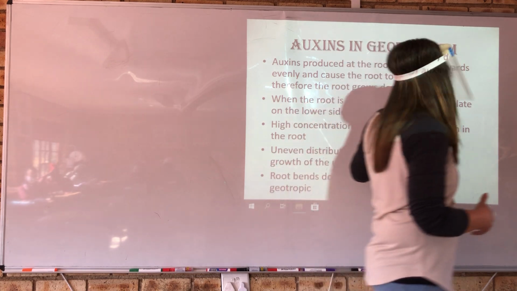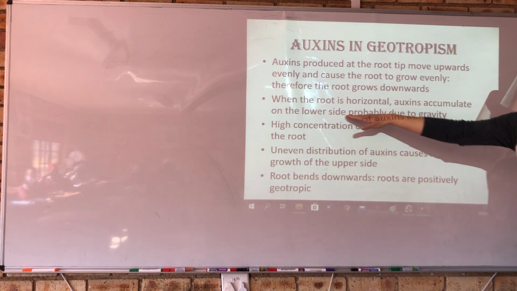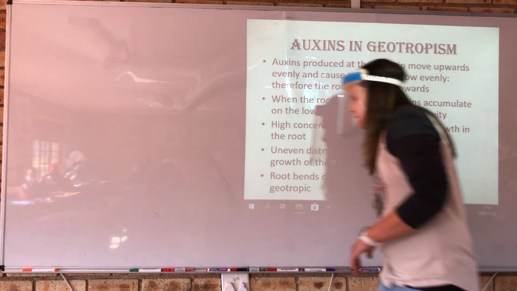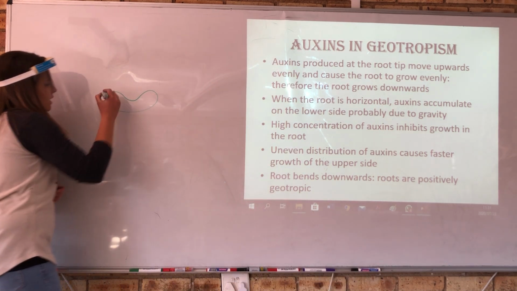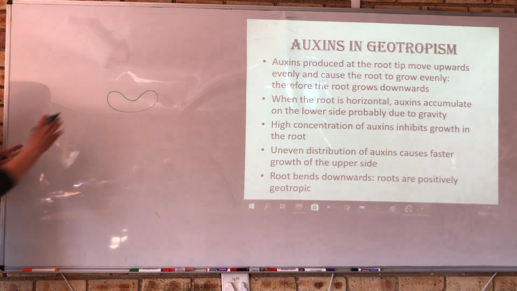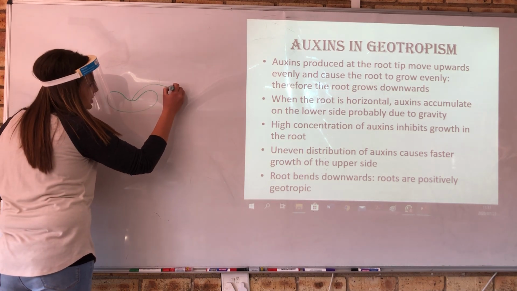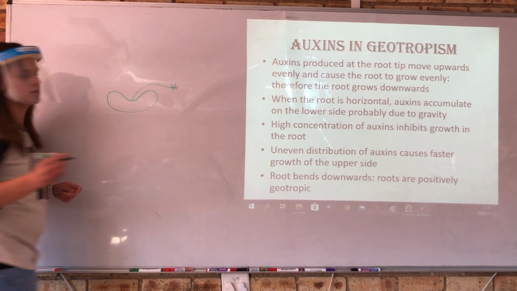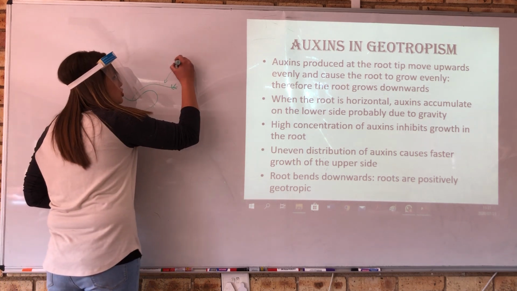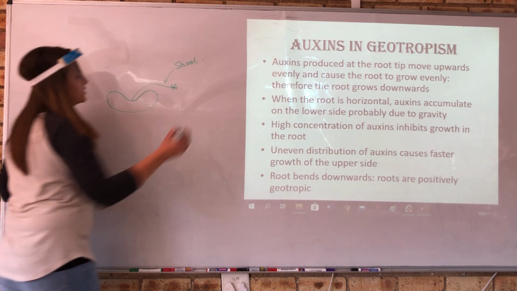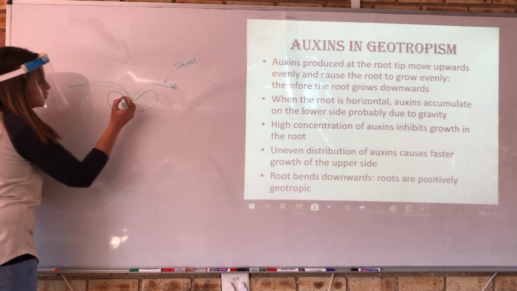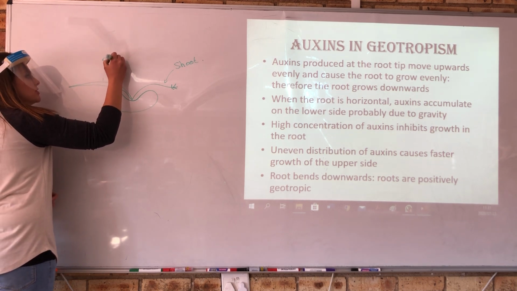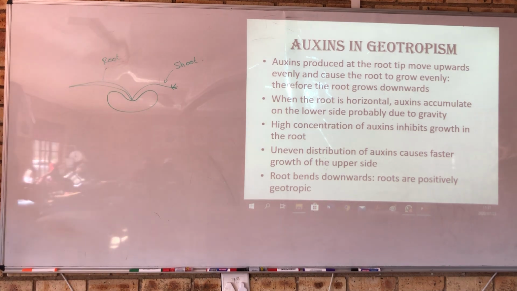What that does is it creates an accumulation of auxins on the lower side. So let's say we have a bean seed, okay? And that bean seed germinated and now he accidentally fell over. So he's got his shoot. Okay, so this is his shoot, and then we have his root. It's quite a big root for a germinating plant, but anyway. So we have our root and our shoot. Are we all happy with that?